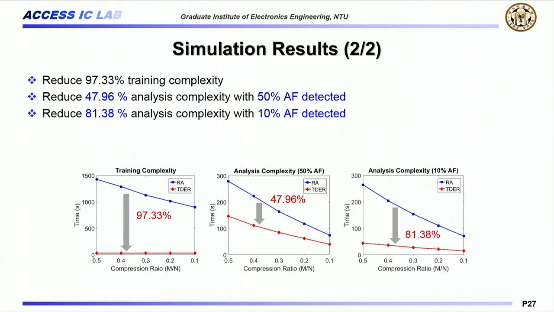Also, because we have a two-stage reconstruction, we can save lots of complexity in training, also in inference. And these are the total savings we achieve.